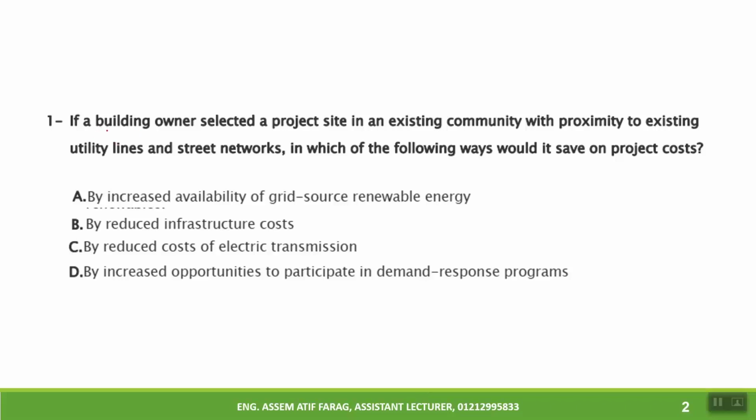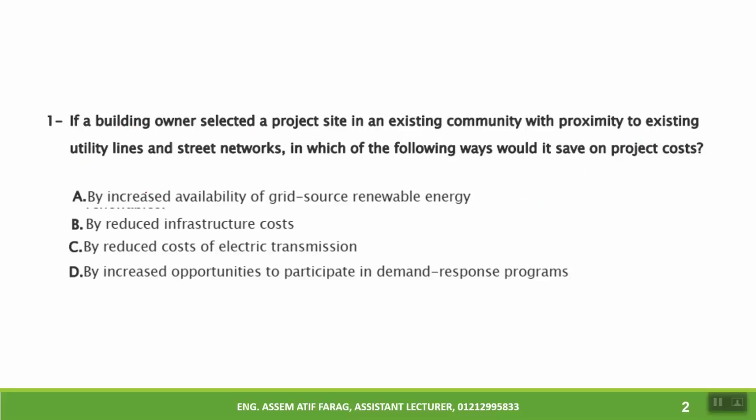The first question says that if a building owner selected a project site in an existing community with proximity to existing utility lines and street networks, in which of the following ways would it save the project costs? Let's see the questions. First, we should say that the best way to answer an MCQ question is by elimination. We will read each answer, then we will eliminate each choice that is not logical. Then we will be left with only the two most suitable options from which we will choose the best answer.